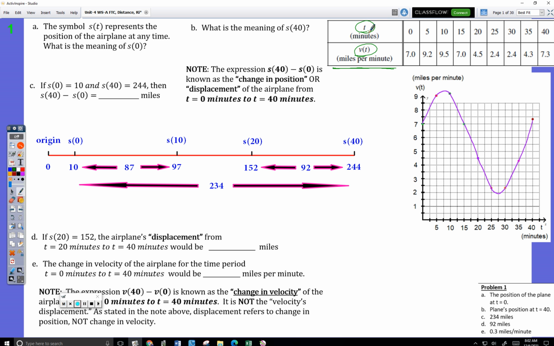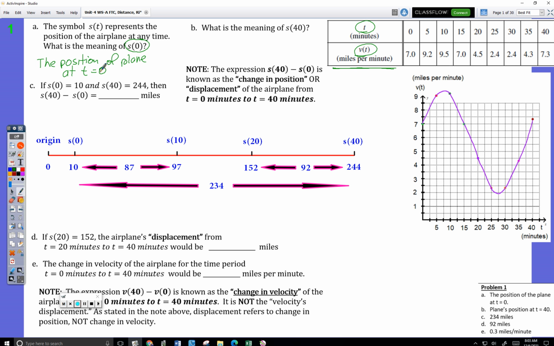Okay, first thing on the sheet says item A. The symbol S of t represents the position of the airplane at any time. So these are pretty simple questions. We're just reviewing quickly. It says, what is the meaning of S of 0? You should write on your paper just to remind you if you need to. You don't have to write it if you don't want to. But S of 0 is the position of the plane at time equals 0.